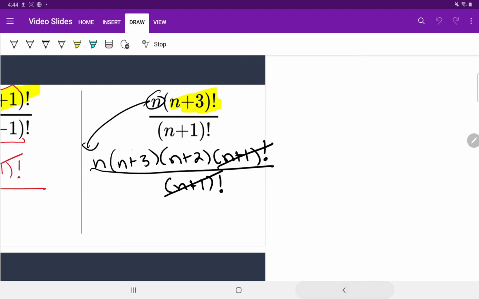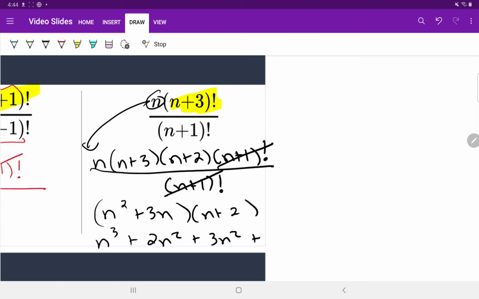Cancel, cancel. And I'm left with this cubic function here, so I'll distribute the n, so n squared plus 3n times n plus 2, and I'll distribute that in, so that'll be n cubed plus 2n squared plus 3n squared plus 6n, and that's going to equal n cubed plus 5n squared plus 6n.